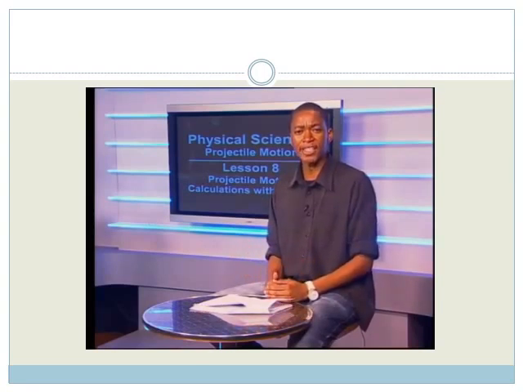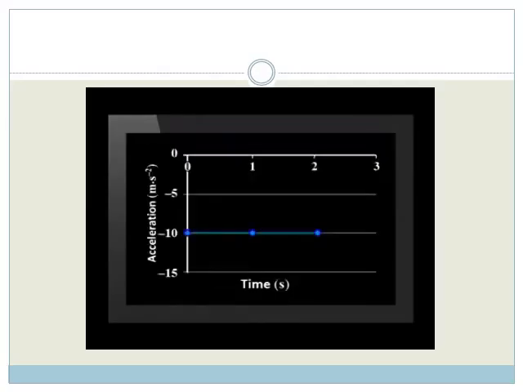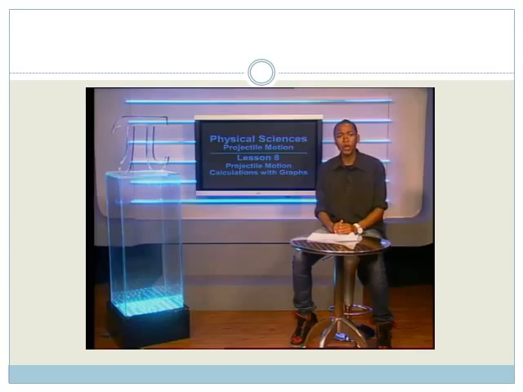Finally, we draw an acceleration time graph for this interval. We have already seen that the gradient of line A to C is constant at negative 10 meters per second squared. The interval A to C lasts 2 seconds. So we plot an acceleration of negative 10 meters per second squared for 2 seconds. And that brings us to the end of our questions.